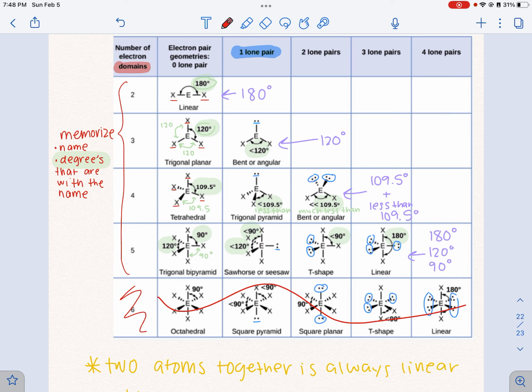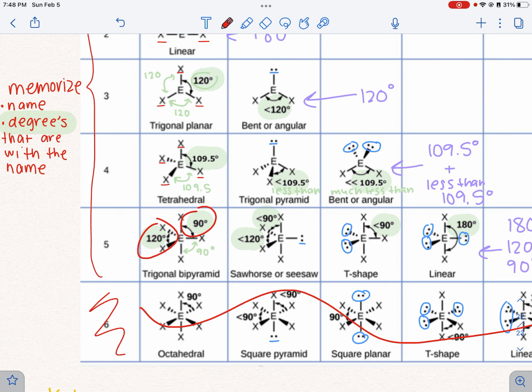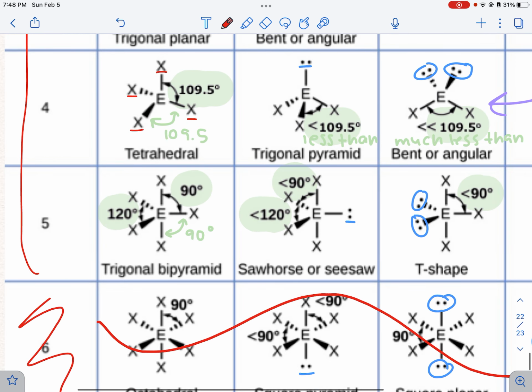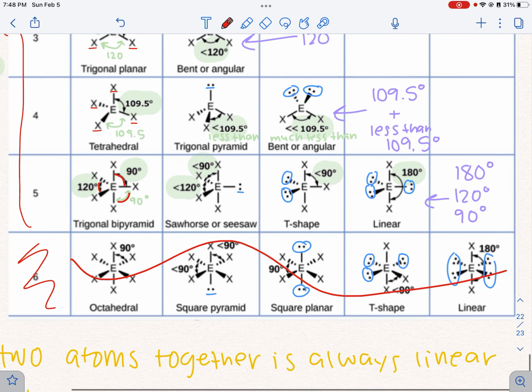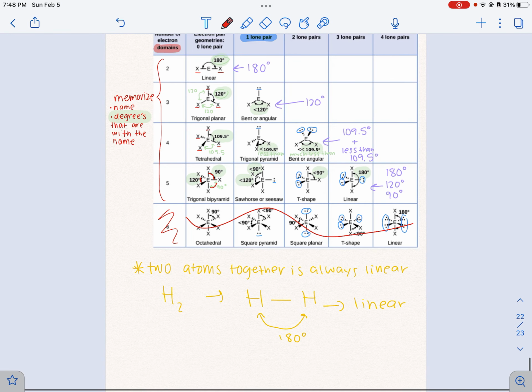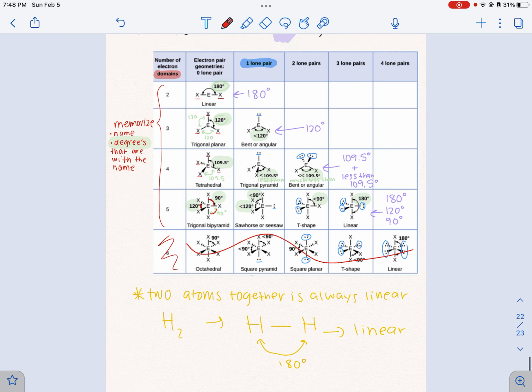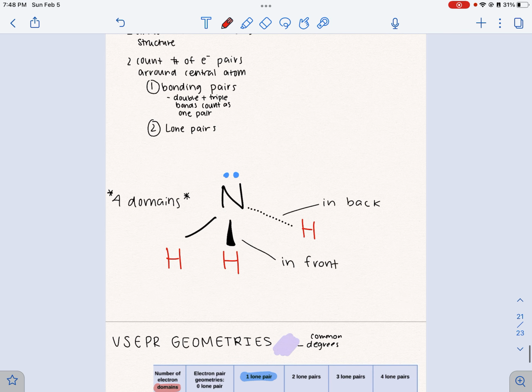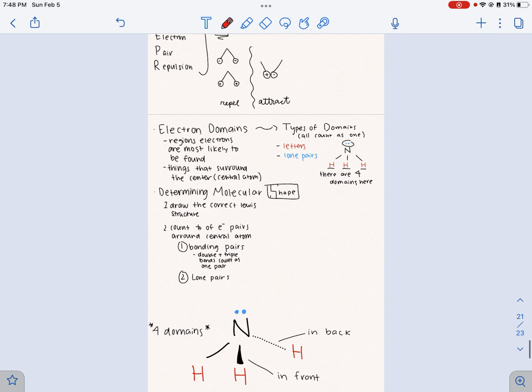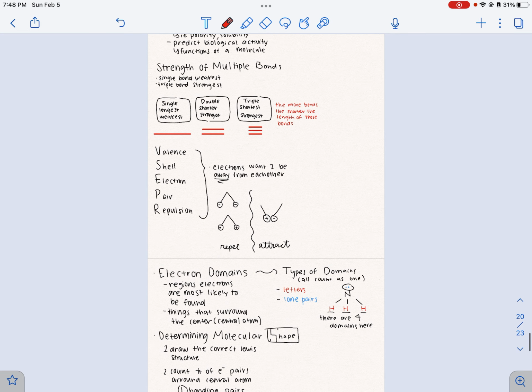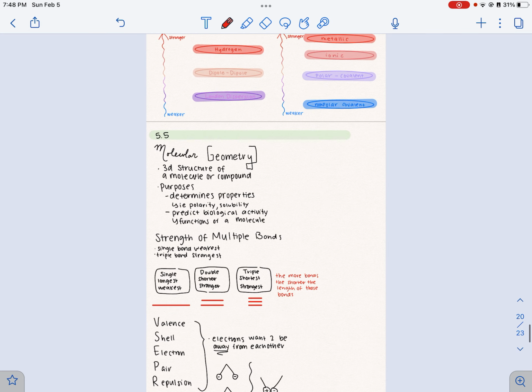Anyways, 5 is 120 and 90. And you can actually have 2 degrees here. There can be multiple. 120 obviously is the biggest degree, and there's 90. So 90 here and 90 here, and then 120 in between here. And then 2 atoms together is always linear. That's really all I can say.